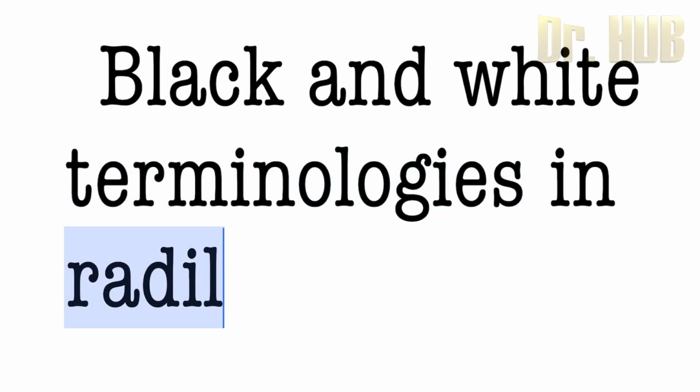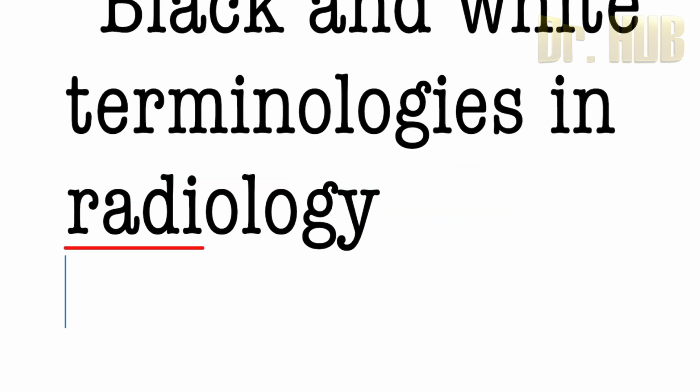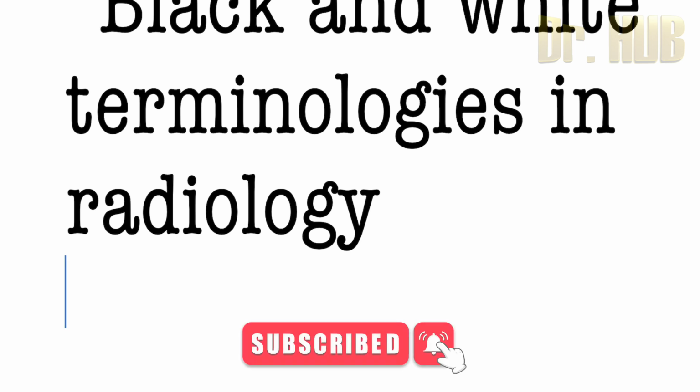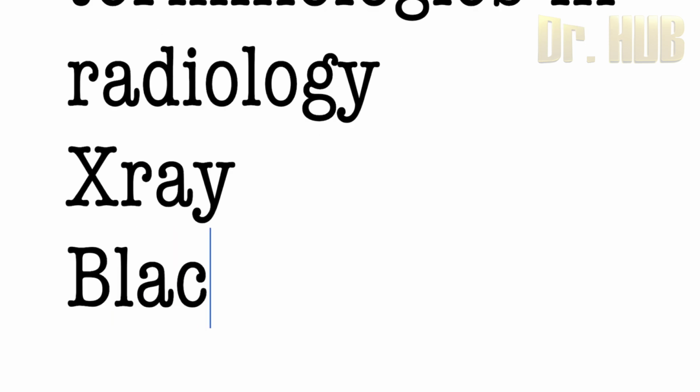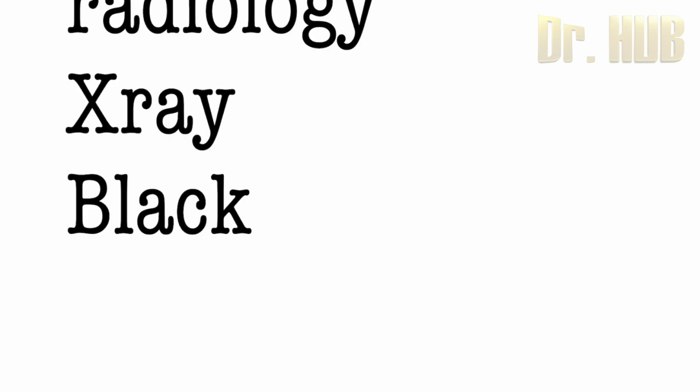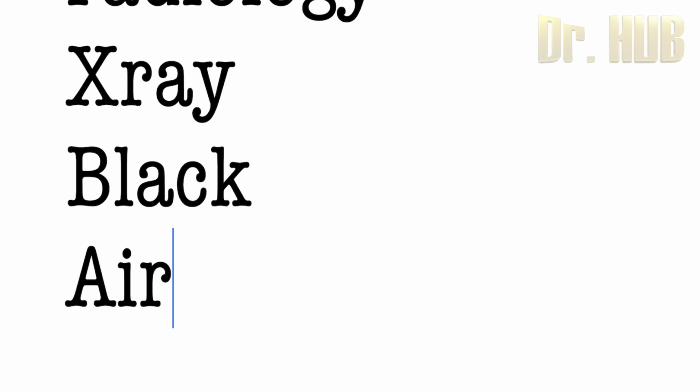In case of radiology, what is black and what is white? First let's look at X-ray. So what is black in case of X-ray? We are just looking at the black color. On X-ray, it is air. The air that is radiolucent appears black.